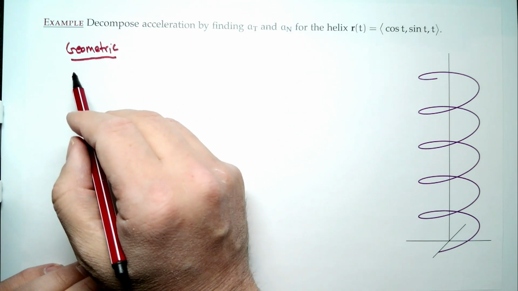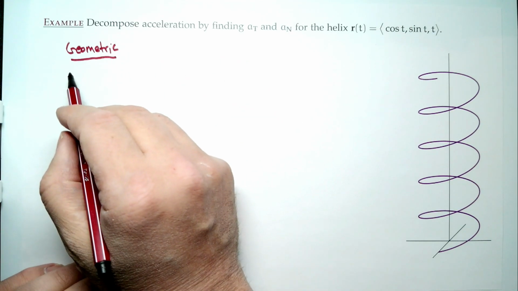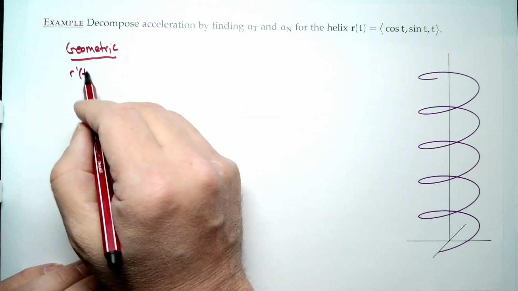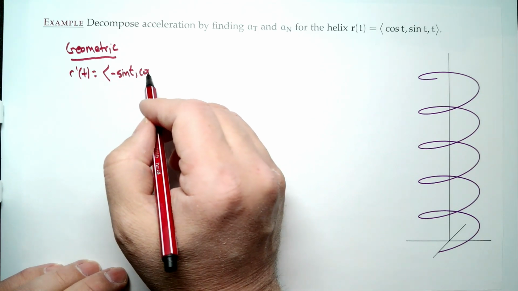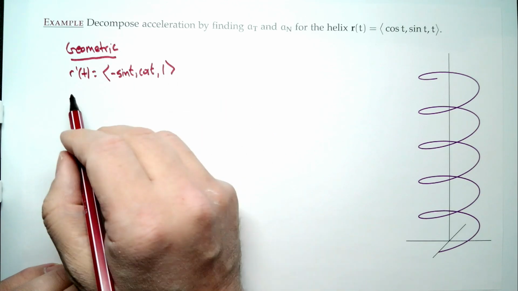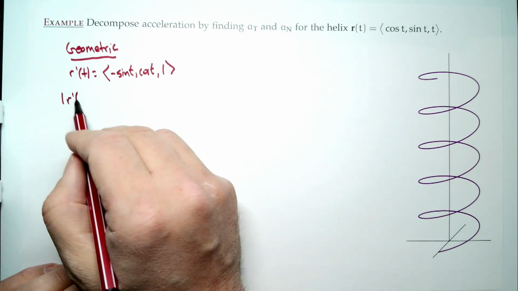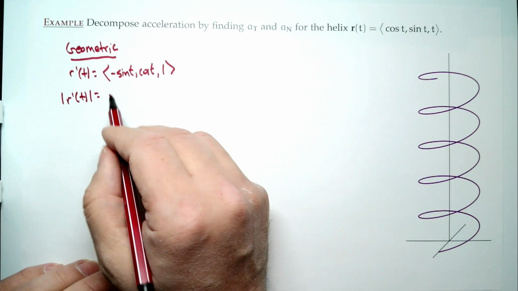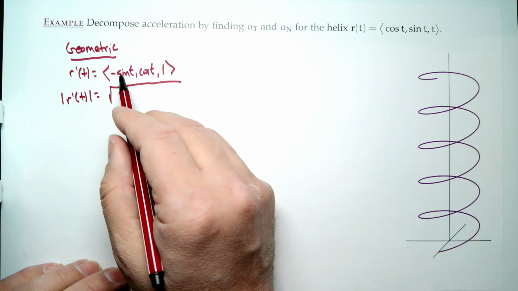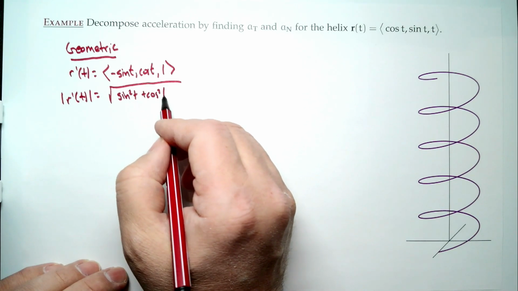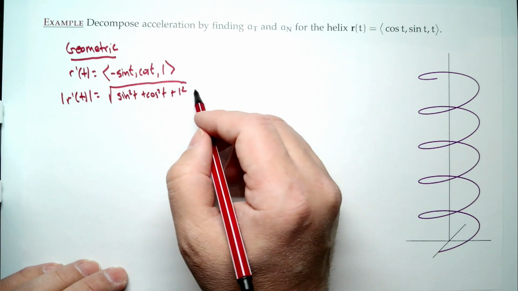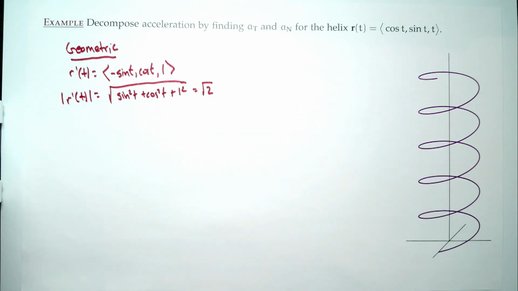So we need to have the following. Well, we need r prime. So take the derivative. Negative sine, cosine, 1. We'll need the magnitude of r prime. And what is that? Well, that's the square root of negative sine squared, so sine squared, cosine squared, and 1 squared, which combines to give square root of 2. We saw this before. The helix sort of goes at a constant speed.